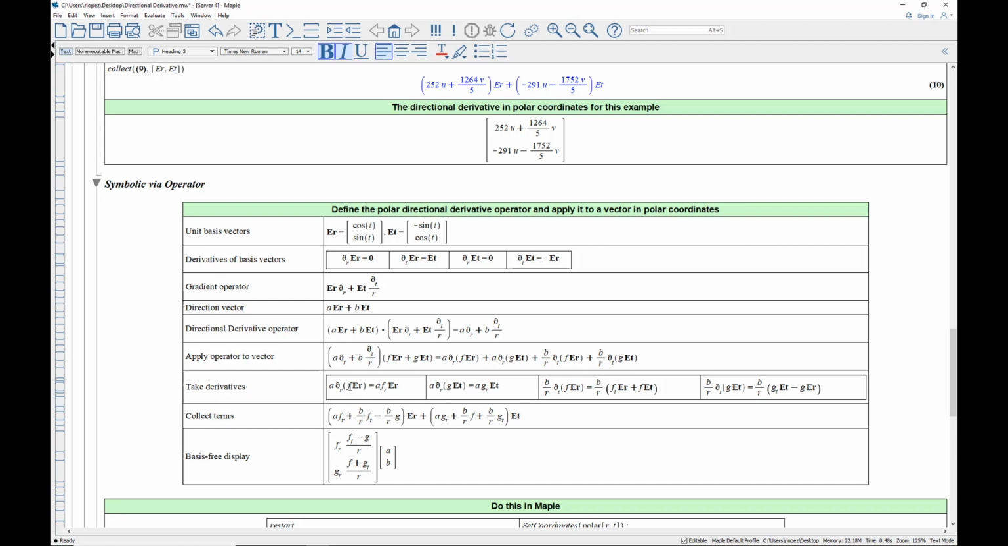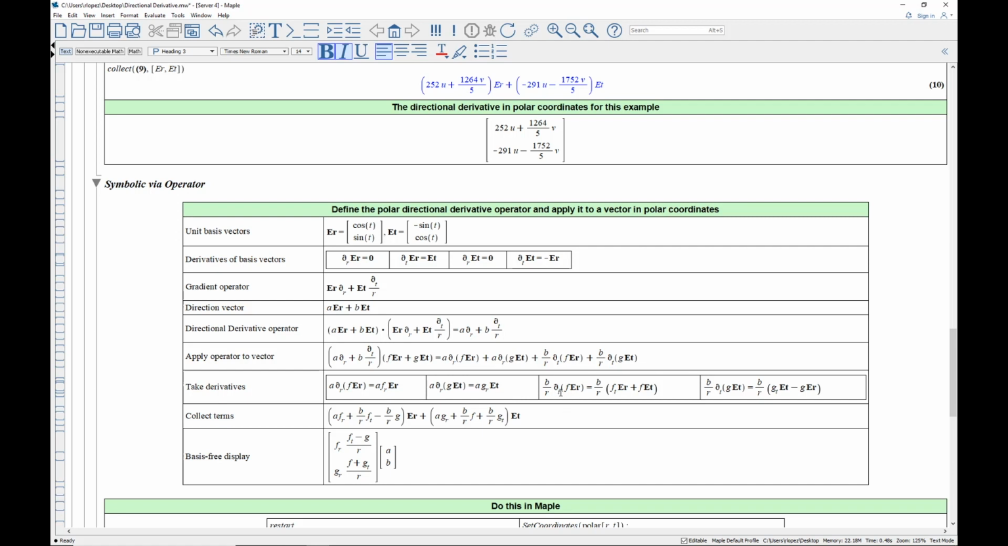This product, differentiated with respect to r, is just df/dr, because the derivative of e_r with respect to r is 0. There's no r in that basis vector. Now you look at this term, differentiating with respect to r on e_theta. Well, again, there is no r in e_theta, so that's going to just give you the partial of g with respect to r.